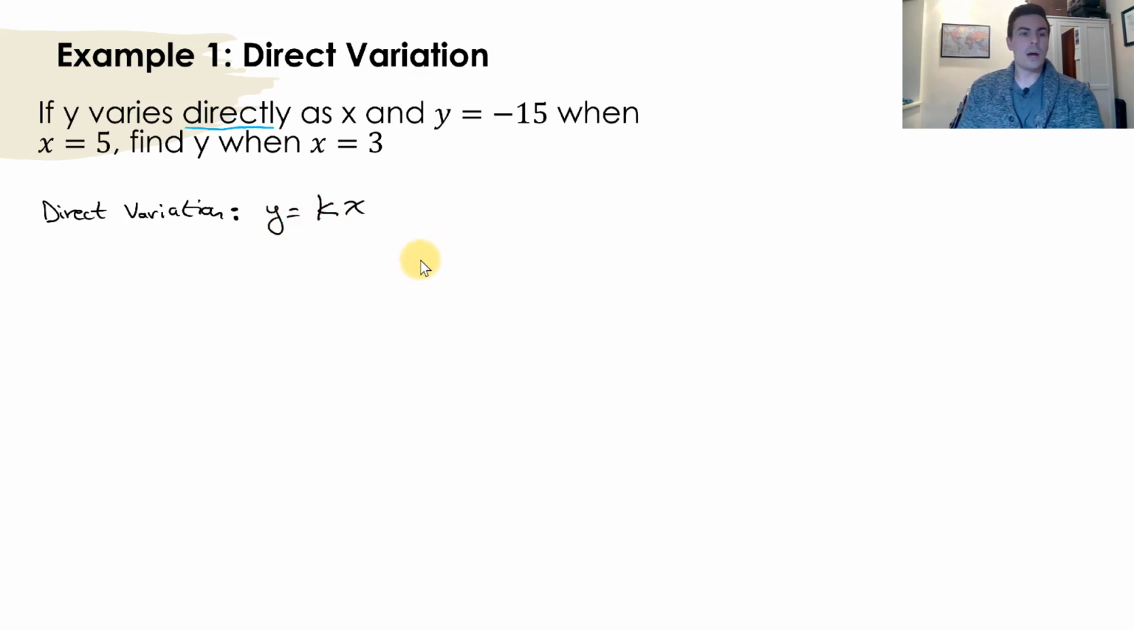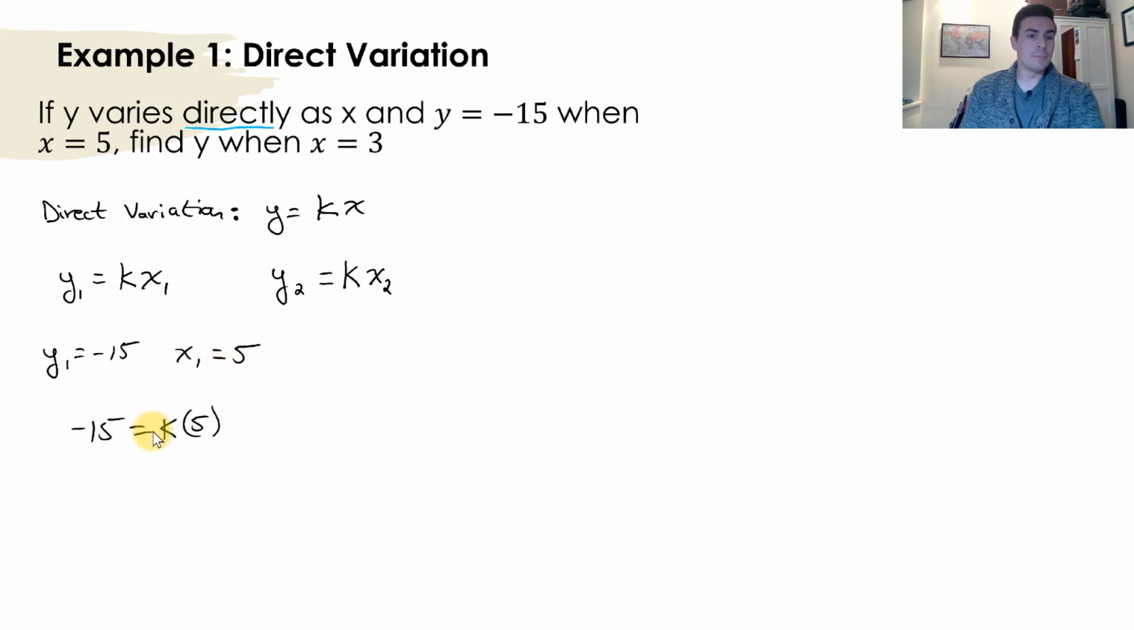So if I've got y1 equals kx1, then again, if I were to plug in different values for y2 and x2, my k value is a constant. So that is going to stay the same, all right? So if I were to take this information that we're given, and we know that y is equal to negative 15 when x equals 5, then I could say y1 is negative 15, x1 is equal to 5, and I can plug those right in. We're going to do that in order to solve for k.